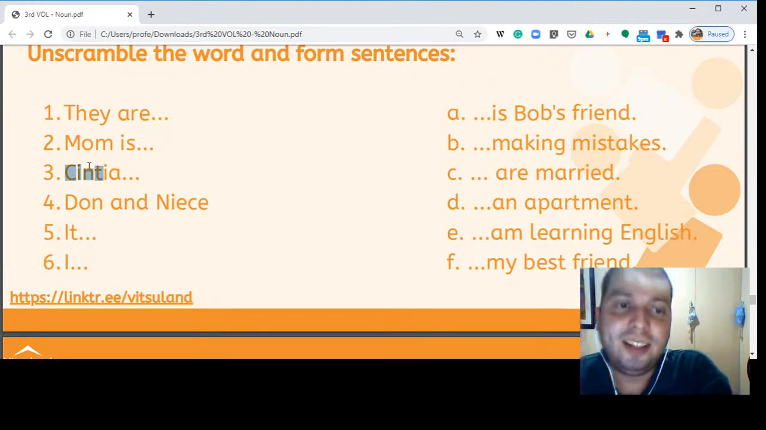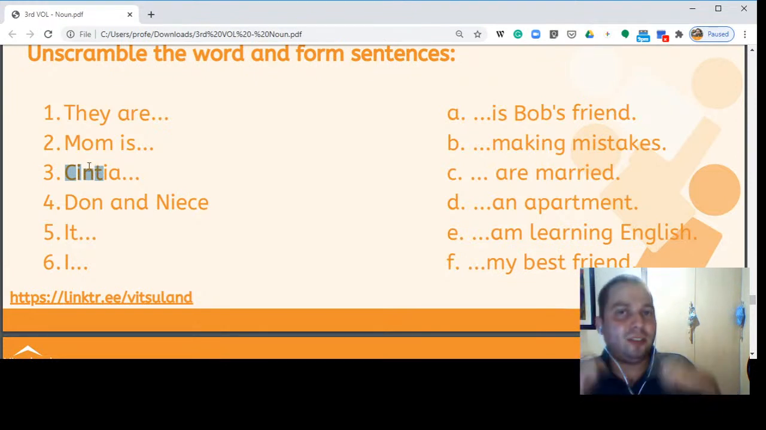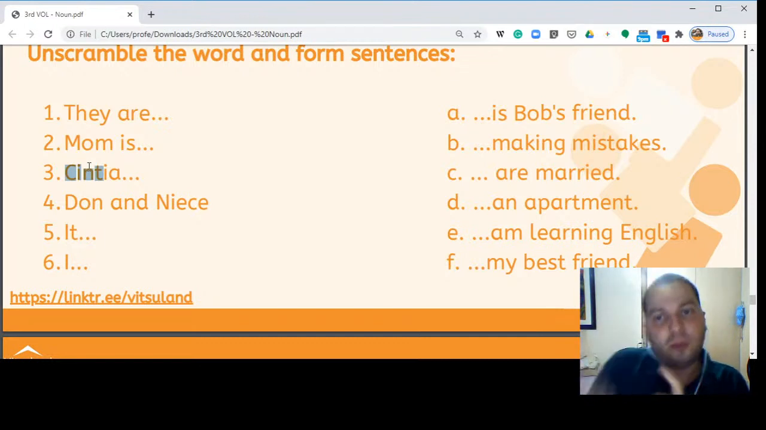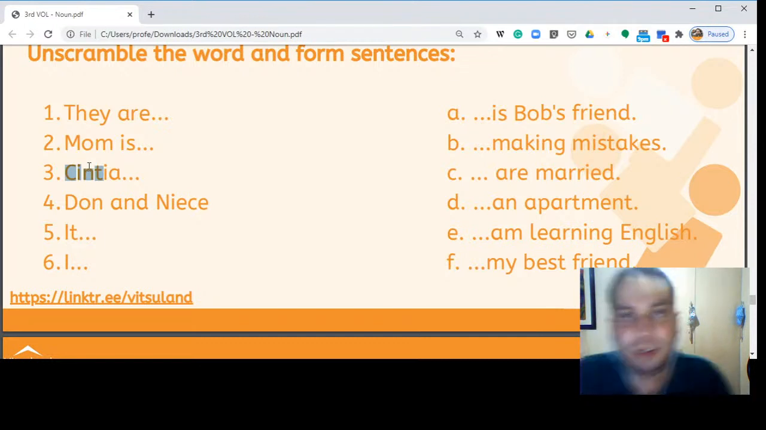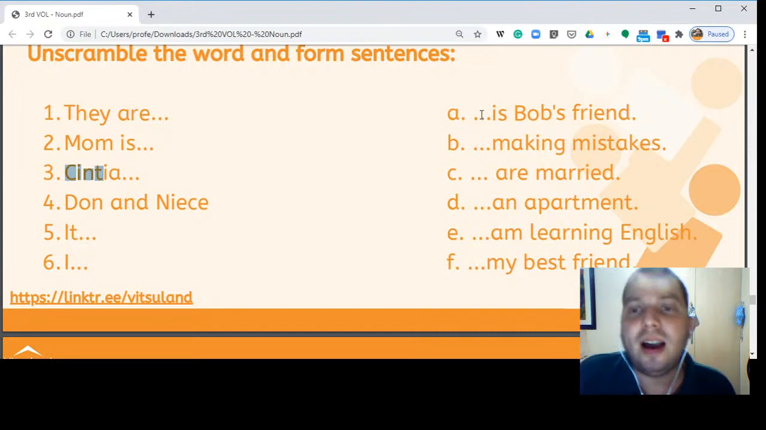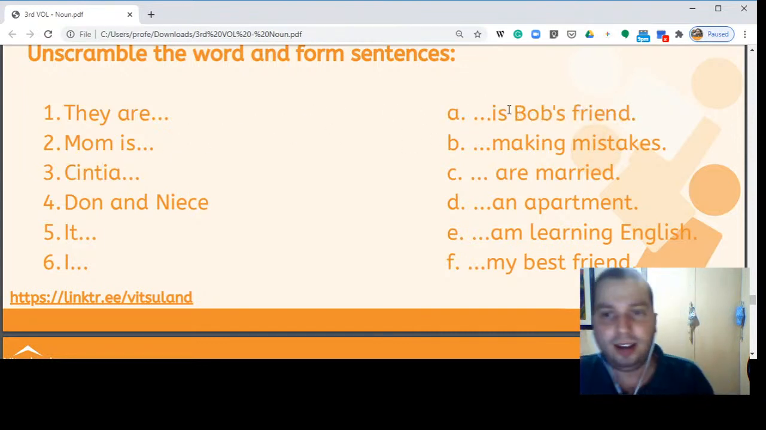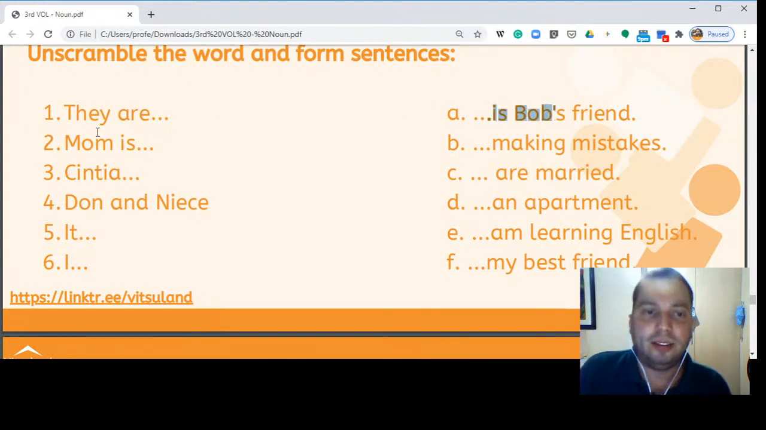Pay attention. In this case, we just have Cynthia, so we need to use an extra verb in the third person singular, okay? So Cynthia is Bob's friend. She is Bob's friend. Cynthia is Bob's friend, okay? Cynthia is Bob's friend. She is Bob's friend.